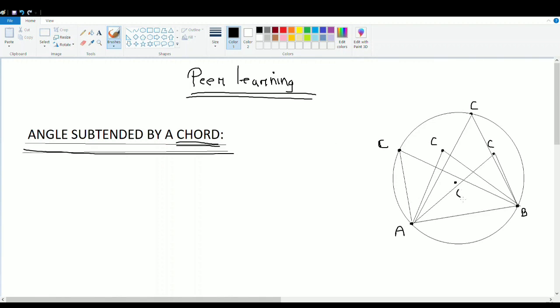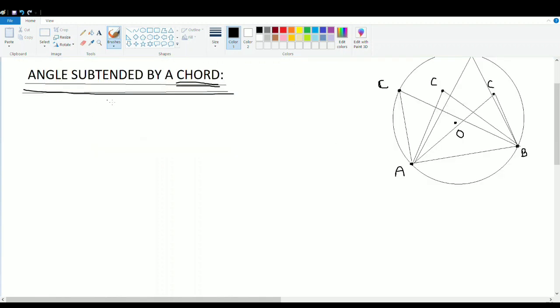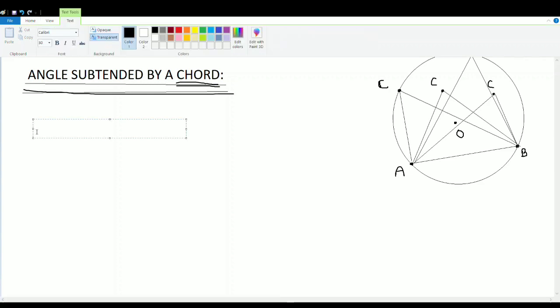Now this is the center. So what it is next is angle subtended by a chord at the center. So here next thing is that angle subtended by a chord at the center.